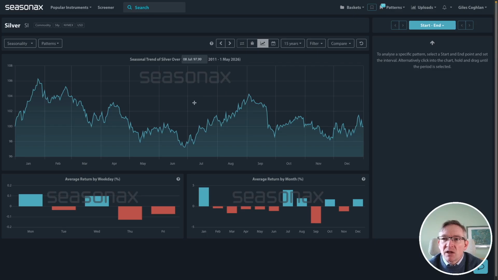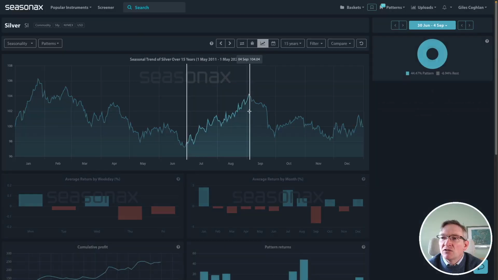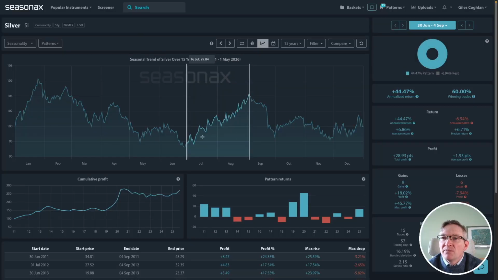So this was a seasonal trend that I used fairly recently, benefiting from the recent bull run we've seen in silver. I was looking to go long silver, looking for a good timing, and I can see here that Seasonax gave a great seasonal window. Over the last 15 years, from the 30th of June to the 4th of September, there was a tremendous strength, average return 6.86%, 60% winning trade percentage, and there was a clear buy bias in the seasonal data.